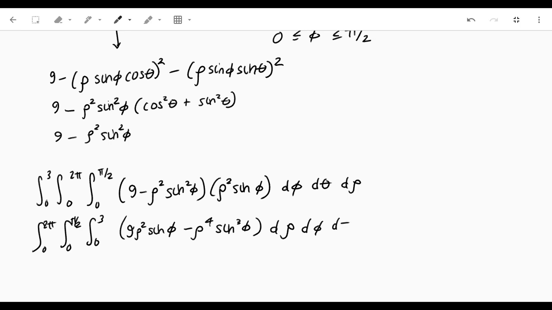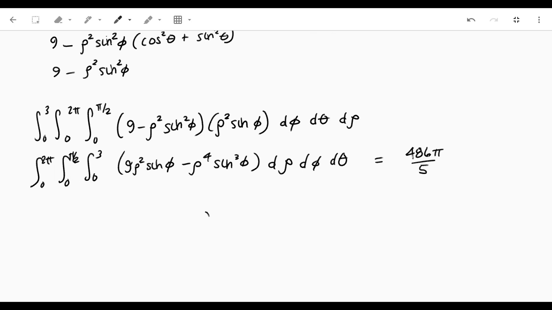Go ahead and try it yourself. See where you can get with this. You should get an answer of 486 pi over 5. So definitely, stop right now and just try this. But here's a hint for you. Remember, when you integrate sine cubed, you have to use one of your trig identities.